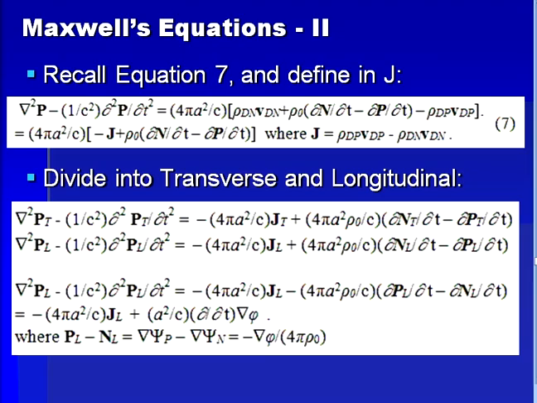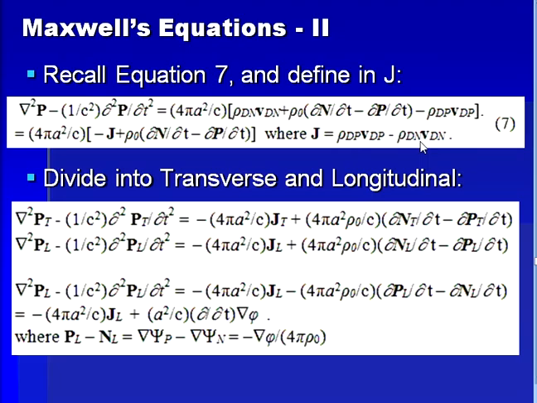Now we'll move on in our analysis and recall equation 7 from a previous slide, which is the equation of motion for the attached positive ether. In order to simplify the mathematics, we'll define the vector J as the net current of detached ether that flows through the attached ether. J is the density of the detached positive ether times its velocity minus the density of the detached negative ether times its velocity.